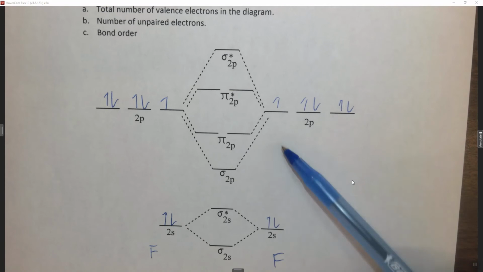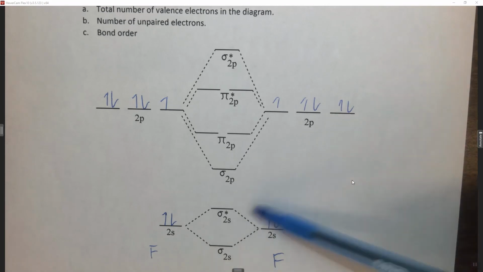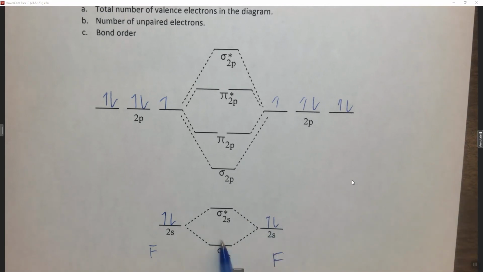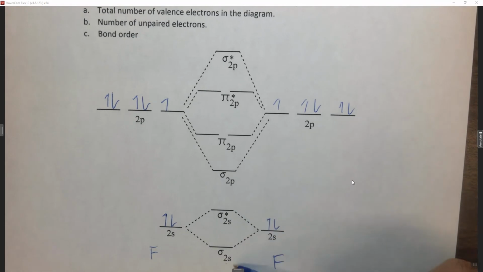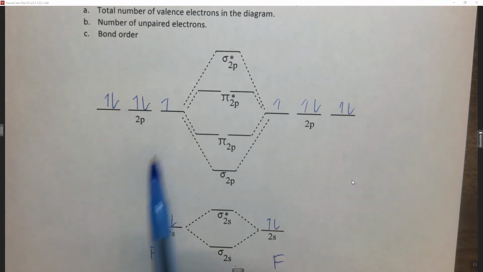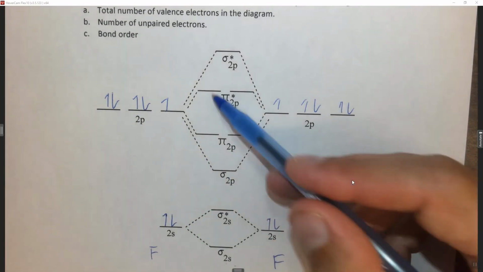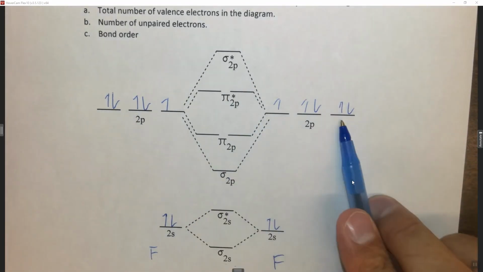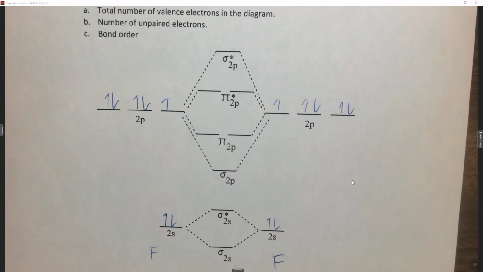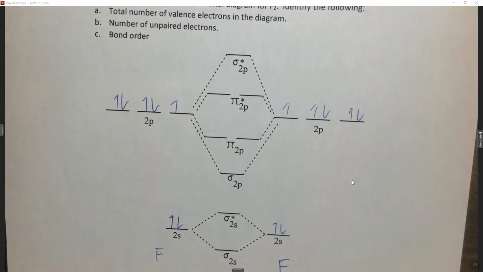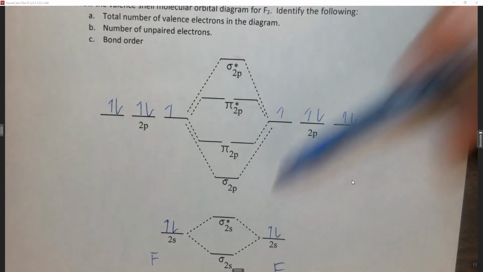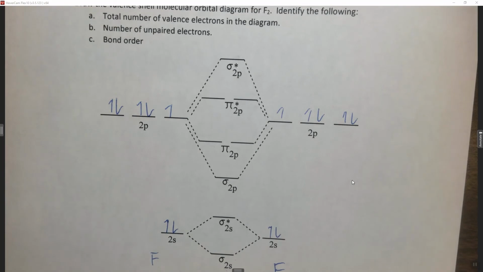Then these atomic orbitals combine to form these molecular orbitals. Note, for the 2 atomic orbitals, we get 2 molecular orbitals, a bonding and an anti-bonding: constructive interference as a wave function, and destructive interference. For the 2 p's, we have 6, and we get 1, 2, 3, 4, 5, 6. So 3 from this one, 3 from this one, forms 6 molecular orbitals. Said another way, however many atomic orbitals you have, you get the same number of molecular orbitals.